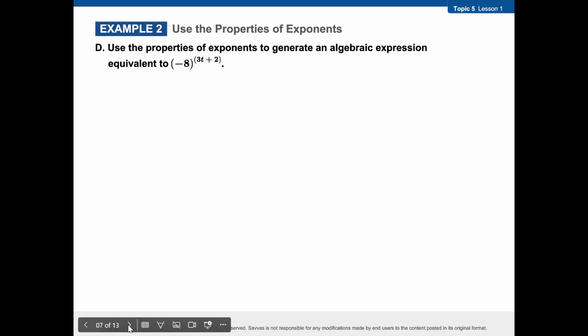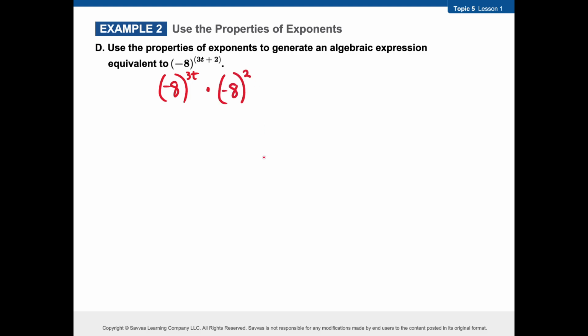And next, using properties of exponents to generate an algebraic expression that would be equivalent to negative 8 to the 3t plus 2 power. So what causes powers to be added together? When you are multiplying the same base. So a negative 8 to the 3t power times another negative 8 to the 2nd power. When you're multiplying the same base, the base stays the same and you add your powers.